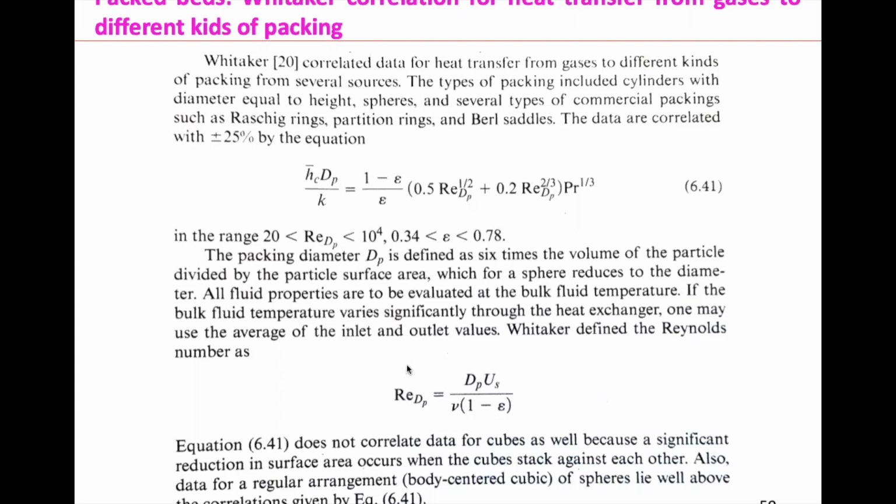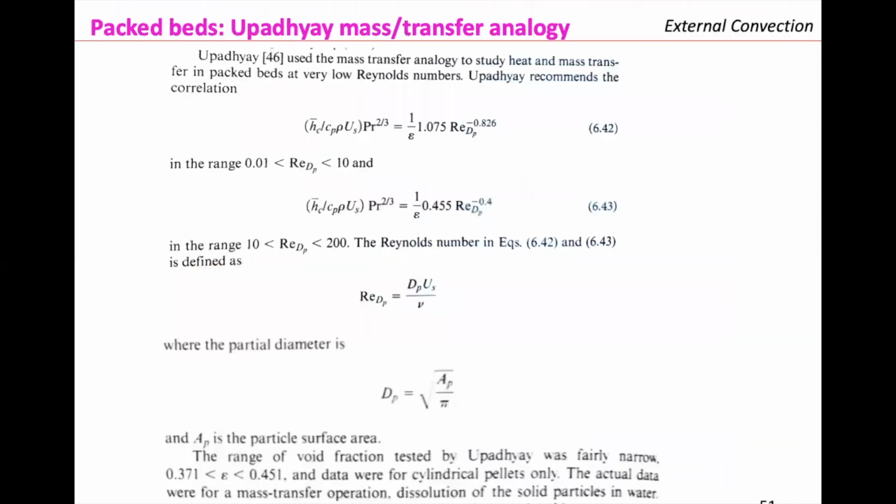All of these equations were developed by Whitaker and help us get the heat transfer from gases to different kinds of packing. But as you can see, the nomenclature completely changed at this point. We calculate the Reynolds number in terms of the diameter of the particle, that is 6 times the volume of the particle divided by the surface area, and we also employ the void fraction here.